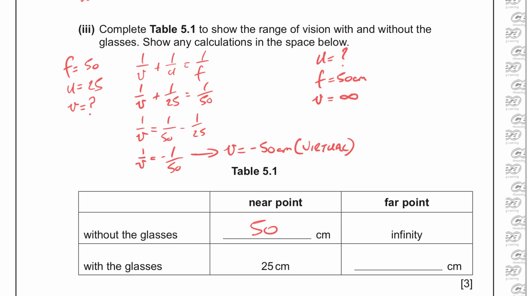So we do the equation again, and subbing into that, we can see that when we put v down as infinity, that element might as well not be there. So this 1 over infinity is nothing, so 1 over u becomes equal to 1 over f, so u becomes equal to f. And so the final answer is 50 centimetres.